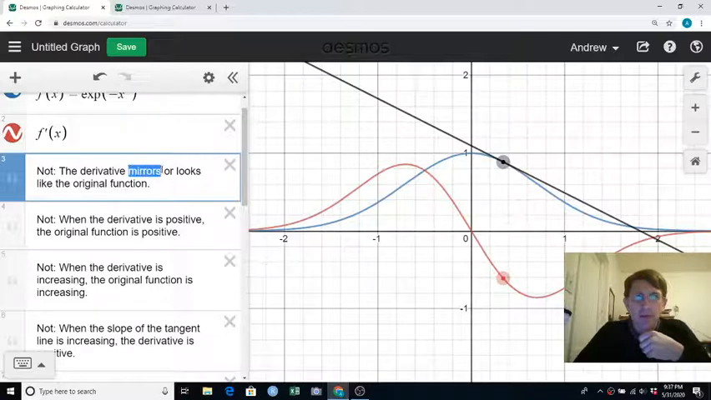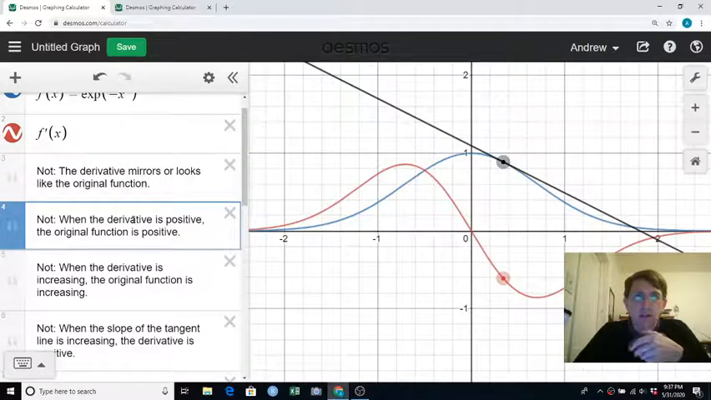And some people say mirrors, and I'm not sure if they mean like an exact copy or a flipped copy, because mirrors flip things. But either way, it's still not something I would say. Some people have the idea that when the derivative is positive, the original function is positive. Is there a point on this graph somewhere where you can point to something that contradicts the idea of where the derivative is positive, the original function is positive? The original function is always positive here, but the derivative is sometimes negative. So apparently we can't trust the sign of the derivative to tell us about the sign of the original function.